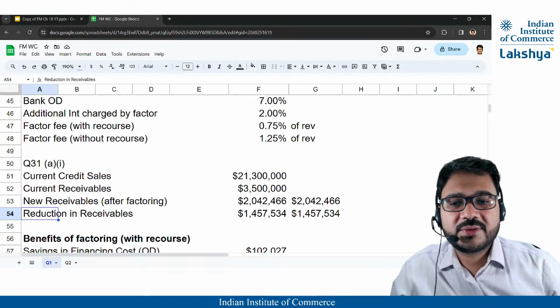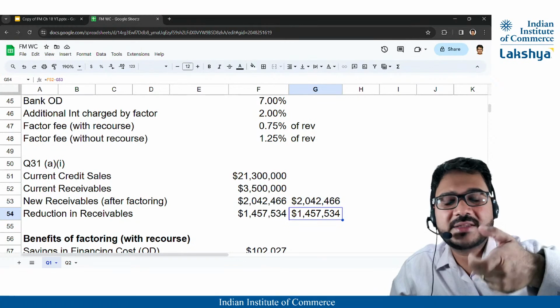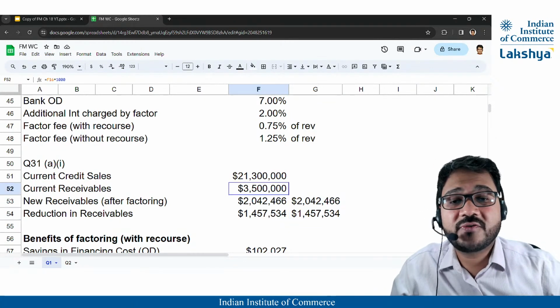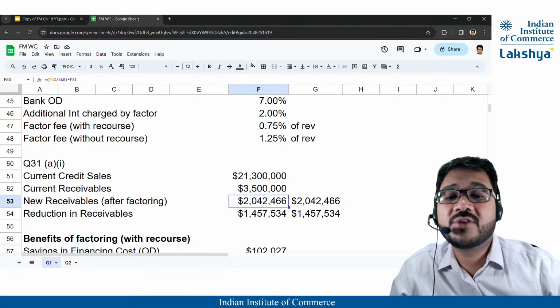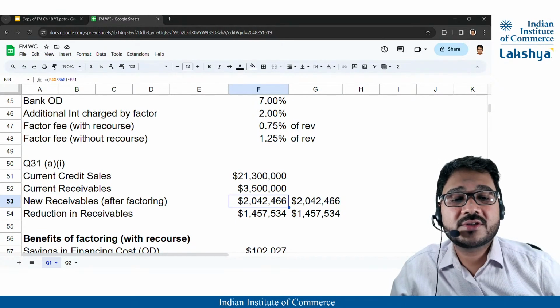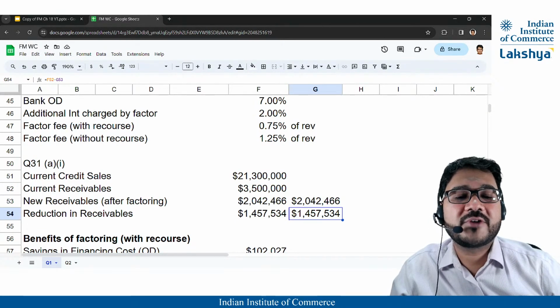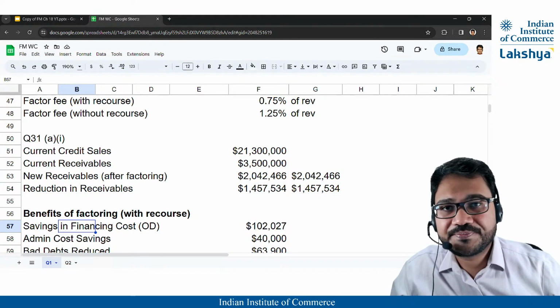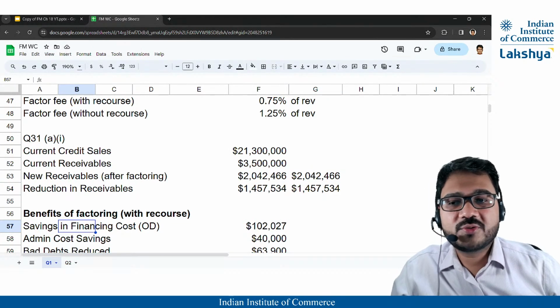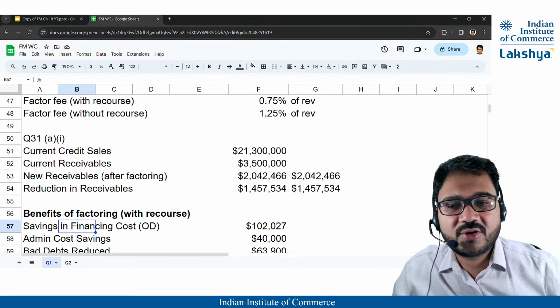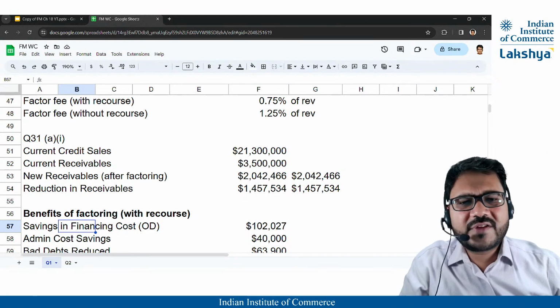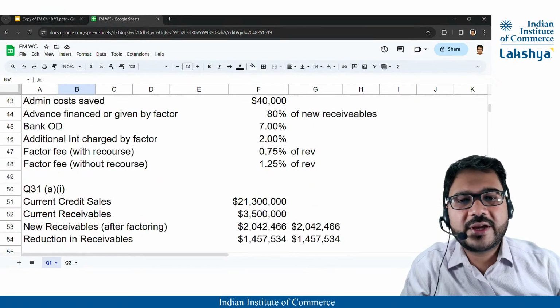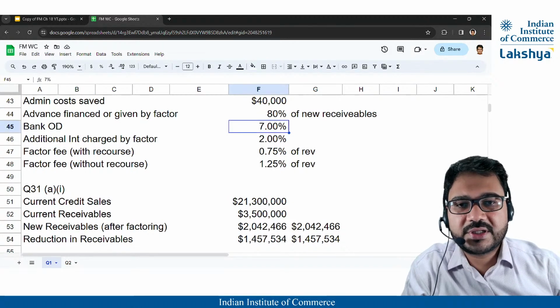Right? Since receivables have reduced by $1.4 million, on that, whatever financing you had to do. See, previously you had to fund for 3.5. Now you are funding only for 2. So what is your saving? Your saving is the funding cost of 1.4 million. So savings in finance cost. Now remember, this is OD. Normally, if you were not doing any factoring or anything, you would have taken an OD. OD at what rate? 7%.